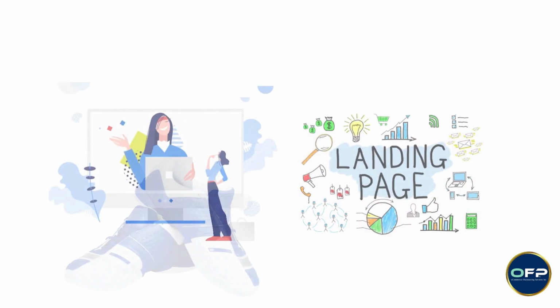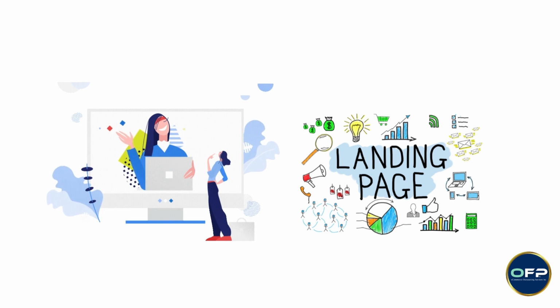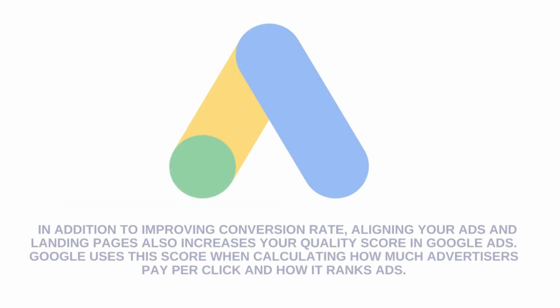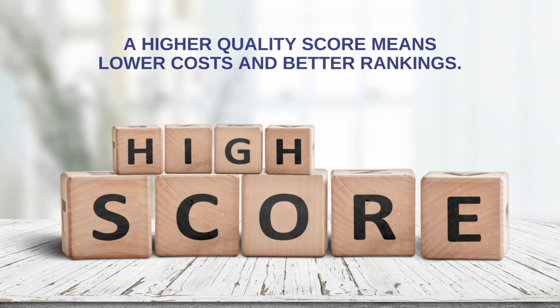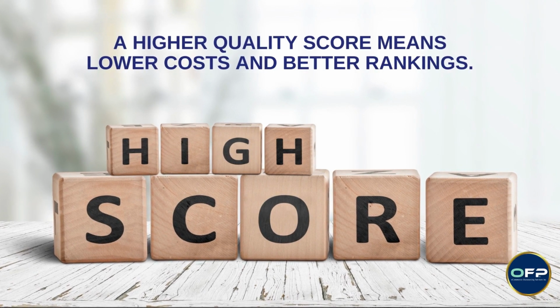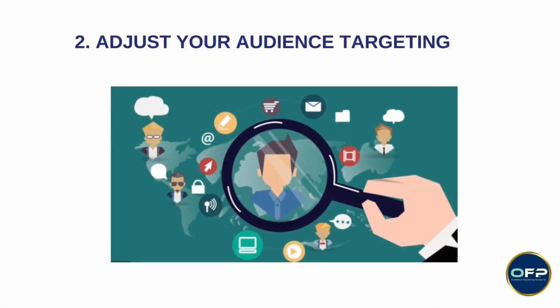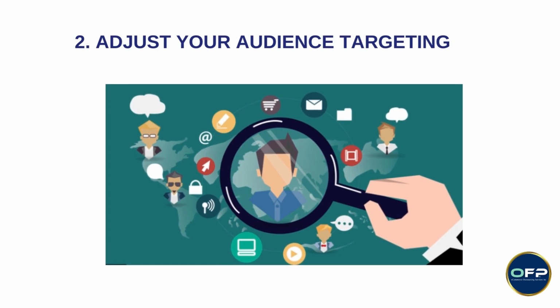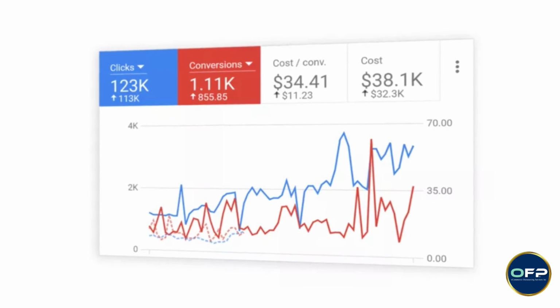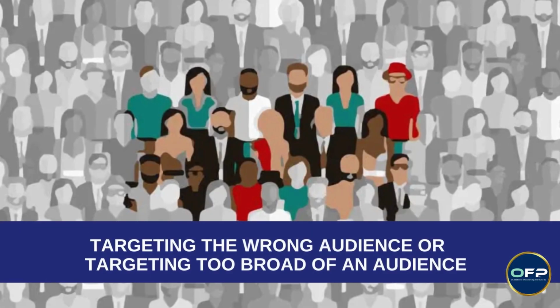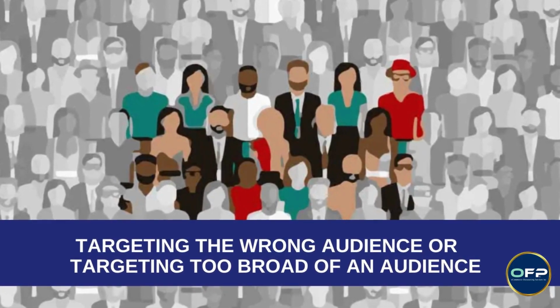In addition to improving conversion rate, aligning your ads and landing pages also increases your quality score in Google Ads. Google uses this score when calculating how much advertisers pay per click and how it ranks ads. A higher quality score means lower costs and better rankings. 2. Adjust your audience targeting. If your ads aren't converting as well as you'd like them to, the issue could be that you're targeting the wrong audience or targeting too broad of an audience.